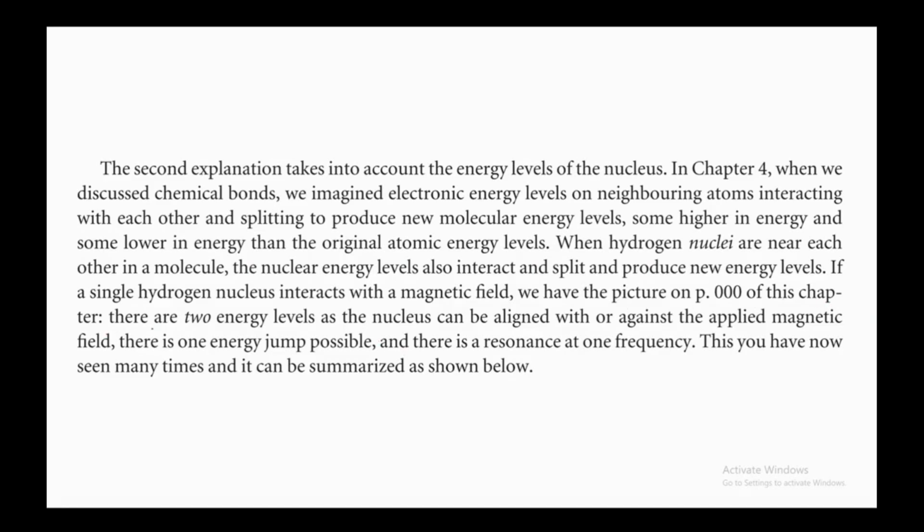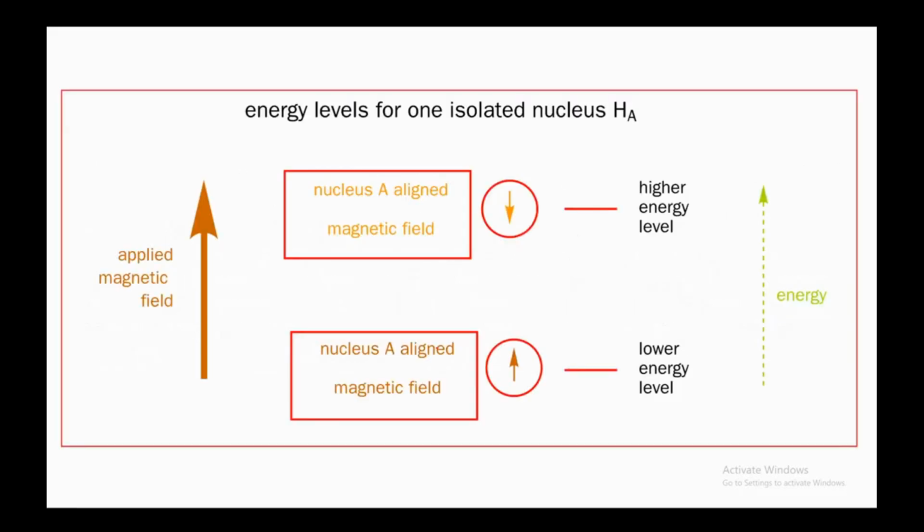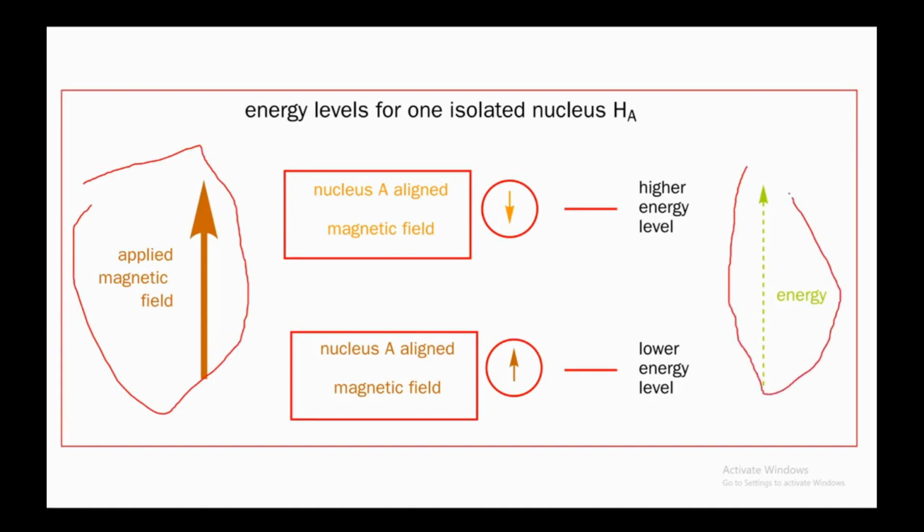In this chapter, there are 2 energy levels, as the nucleus can be aligned with or against the applied magnetic field. There is only one energy jump possible, and there is a resonance at one frequency. This you have now seen many times, and it can be summarized as shown below. So these are the energy levels for an isolated nucleus HA. This is the energy and this is the applied magnetic field direction. This is the high energy level, and this is the lower energy level.